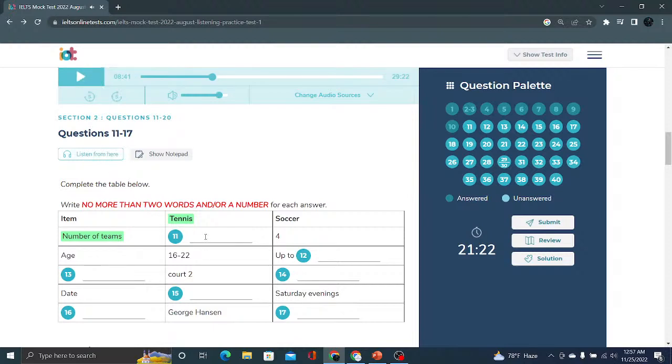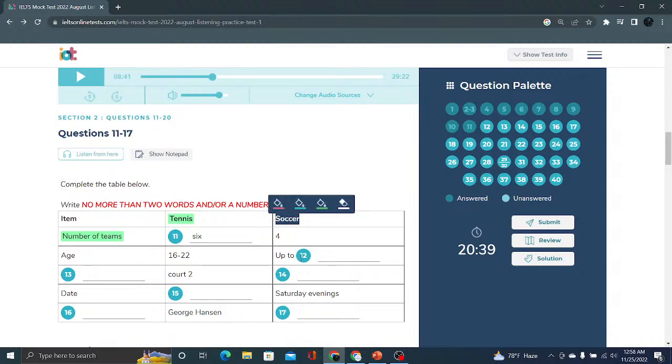Okay, the answer would be 6. You can also write it in number, but I wrote it in letter. Let me explain it to you. She was talking about tennis, and she was saying, let's start with tennis, there will be 6 teams competition. So the answer would be 6. Now let's move on to question number 12.